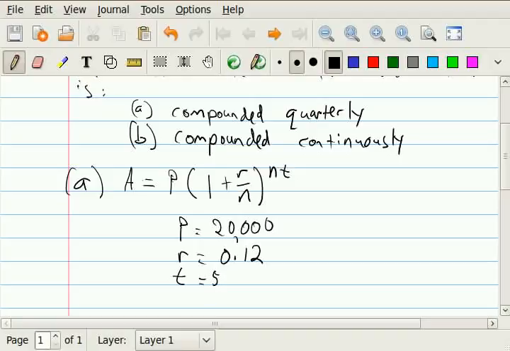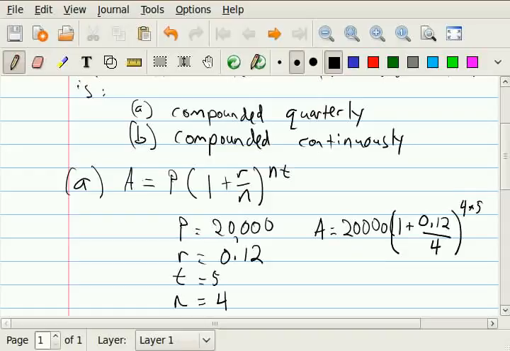And since we're compounding quarterly, and the problem tells us we're compounding some number of times per year, we need this thing called n. Quarterly means 4 times a year, so n is 4. So for our investment, the value A after 5 years will be 20,000 times (1 plus r over n) to the power n times t, so 4 times 5. I can type that into the calculator, and when I do, I get this number, which of course is a dollar figure.